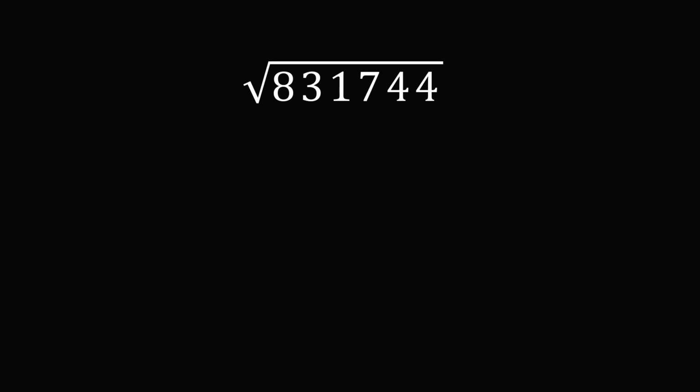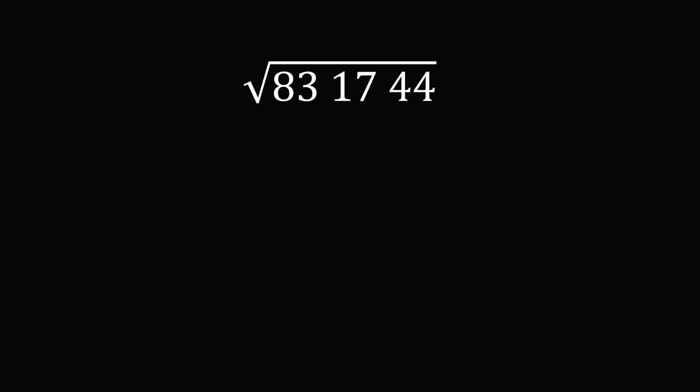Now let's continue with another example of calculating the square root of 831,744. Starting with the digit closest to the decimal point, we will mark off pairs of digits. So we will mark off 4 and 4, then 7 and 1, and finally 3 and 8. So we have 3 different pairs, which means the integral part of this square root will have 3 different digits. Let's just group these pairs.